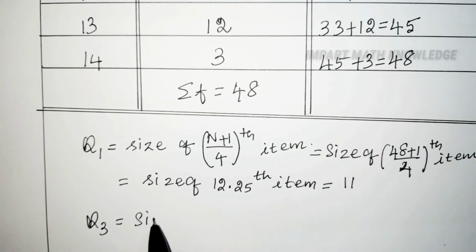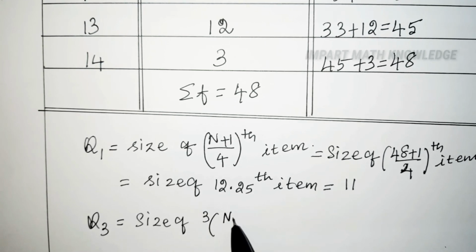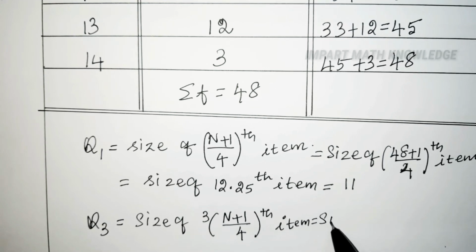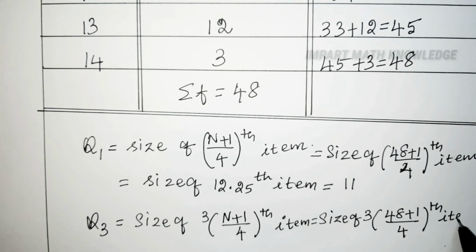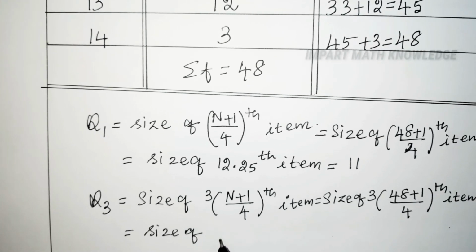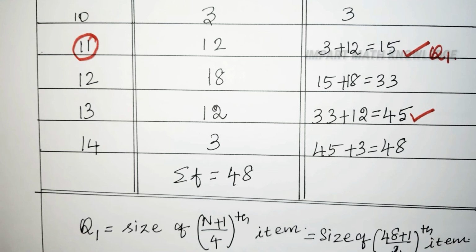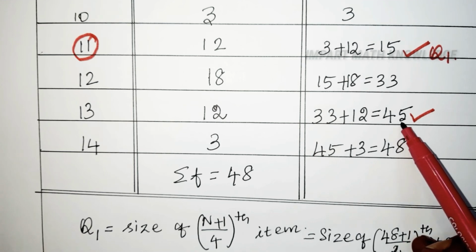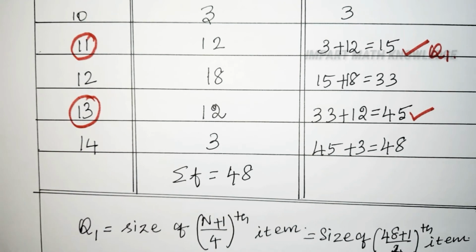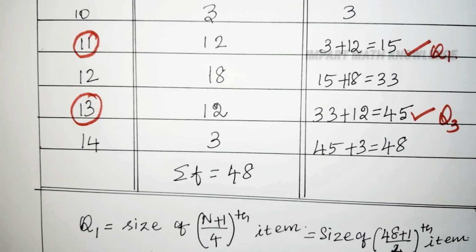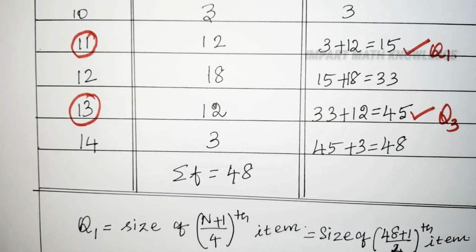Q3 is equal to size of 3 into (n plus 1) by 4th item. That is size of 3 into (48 plus 1) by 4th item, that is the 36.75th item. In the cumulative frequency, 36.75 comes under this category. So the corresponding x value is Q3. Q3 is equal to 13. So Q1 is equal to 11 and Q3 is equal to 13.